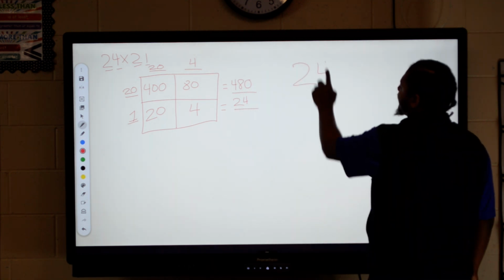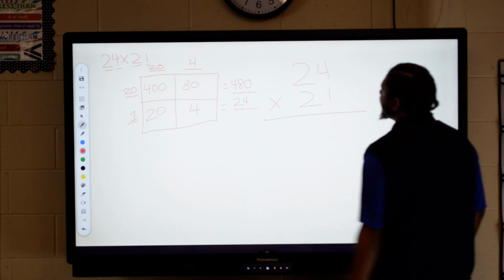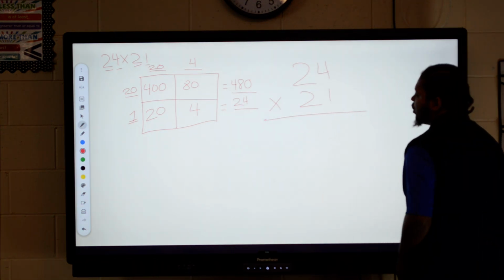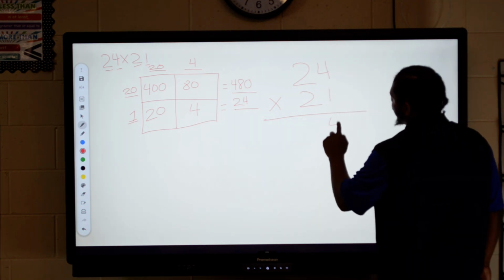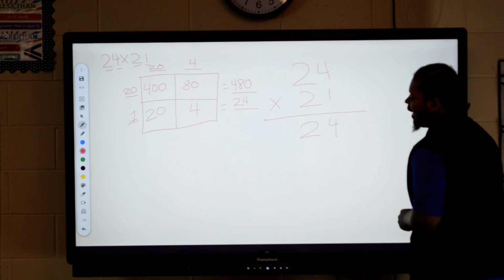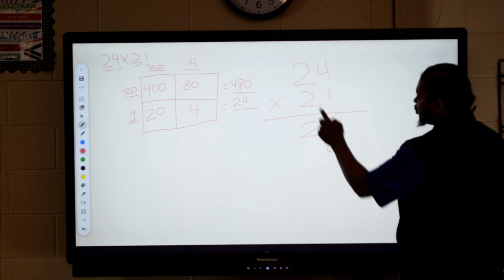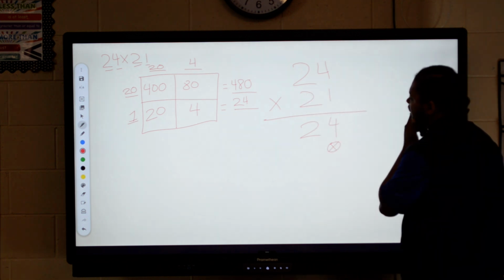24 times 21. So just like in our area model, we're going to take the bottom numbers and multiply them by the top numbers. So we're going to start with 1 like we did before. 1 times 4 is going to give us 4. And 1 times 2 is going to give us 2. Now, after we've done everything with our 1, we can put a 0 spacer here and move on to the 2. So now we're going to take the 2 and multiply it by everything that you see above.